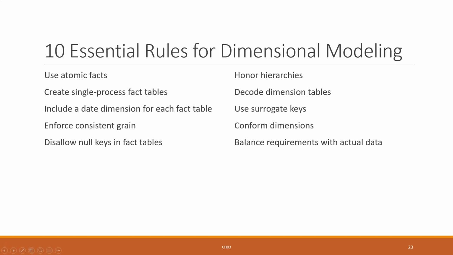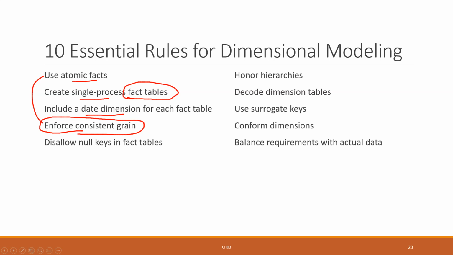And some essential rules: always try to use atomic facts. And this is what we talked about earlier when we talked about grain. Atomic facts is your basic unit of analysis. Try to think of your fact tables as a single process, like sales. What's the sales process? Don't try to combine too many things in one fact table. Always include a date dimension and enforce that consistent grain. And this kind of ties back to the atomic facts.